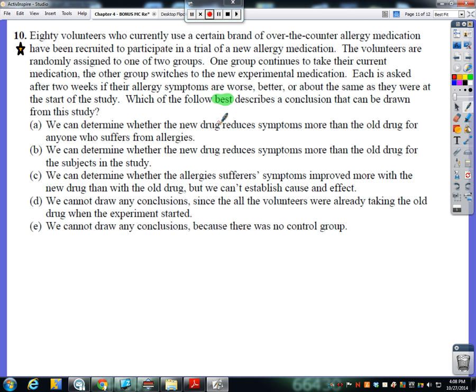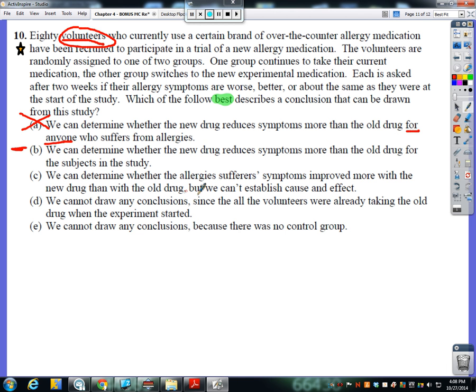So we can determine whether the new drug reduces symptoms more than the old drug for anyone who suffers from allergies. Now, they're implying that this can go to the population. But again, we have volunteers here, and we said we can't apply the results of a study or an experiment to the population unless the people chosen were randomly selected. And these people were not randomly selected. So the results can only apply to the people in the study. So it can't be A. Now B is essentially repeating the same exact thing, but it says for the subjects in the study. So we said that is true. We can conclude that.